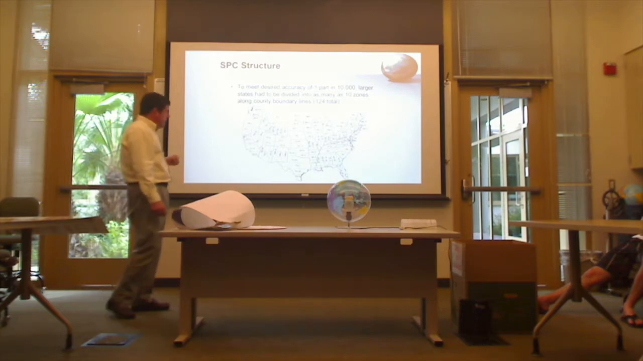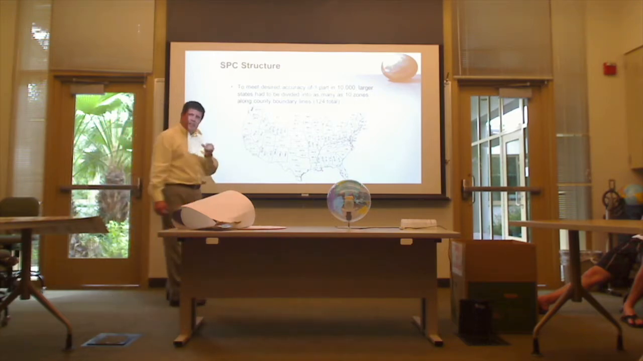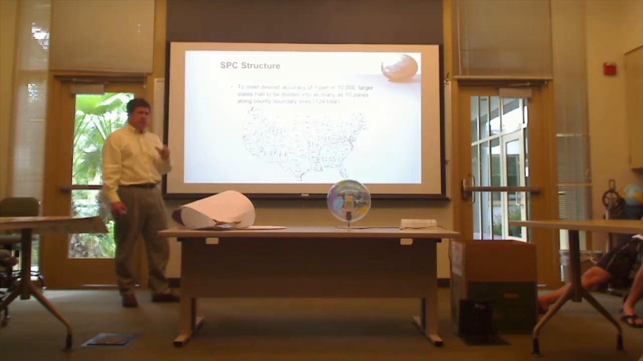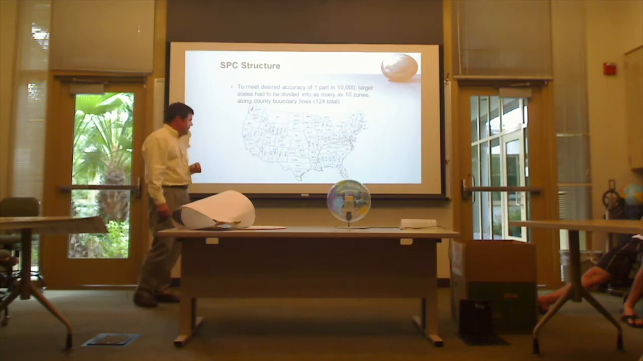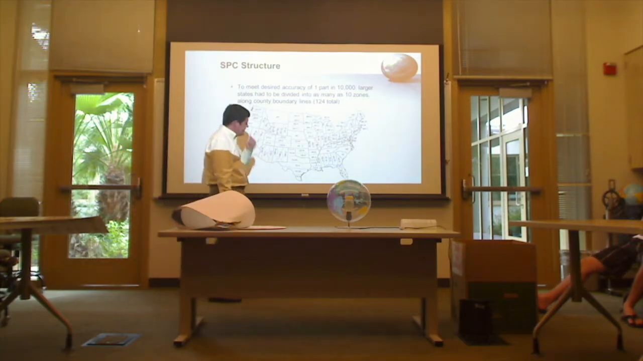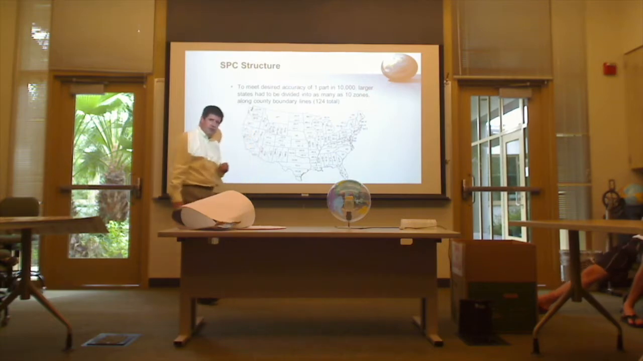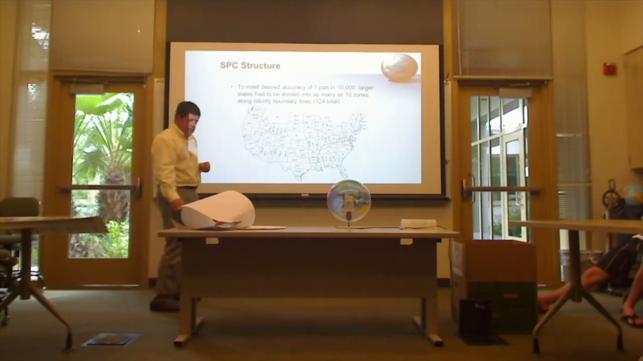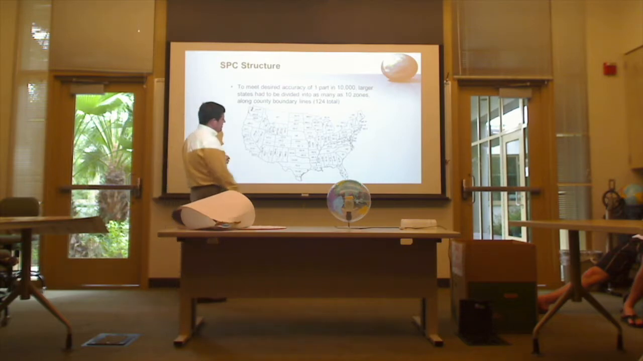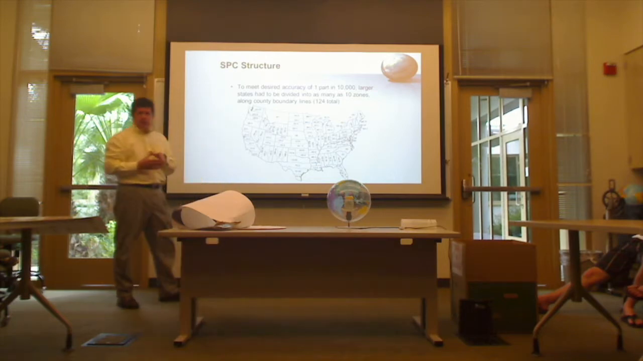So to achieve that level of accuracy, they had to divide the country up into many, many different zones. They follow state boundary lines. Then depending on the zone, they used one of two different projections. Notice that there are a few states in here, Nebraska and Montana, that are different. They're a much larger zone.